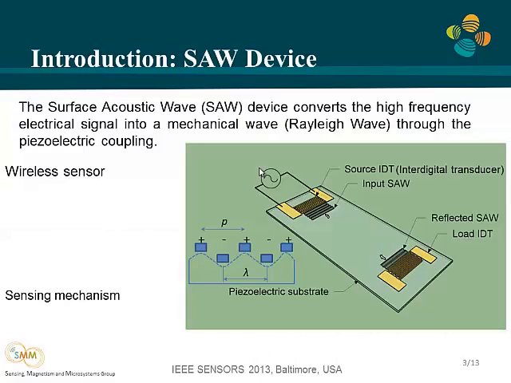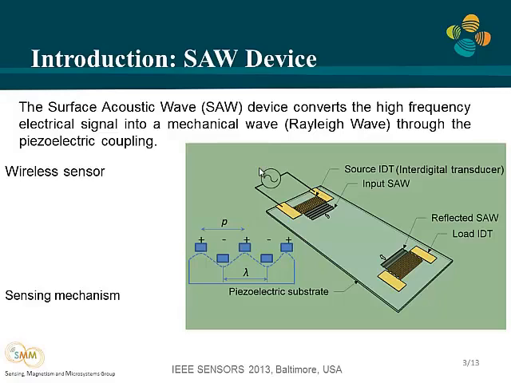Here's a short introduction. This sensor device is based on surface acoustic wave technology. The SAW device converts the high frequency electrical signal into a mechanical wave. A SAW device is basically composed of two major components. First is an interdigital transducer called IDT, and another component is a piezoelectric substrate.